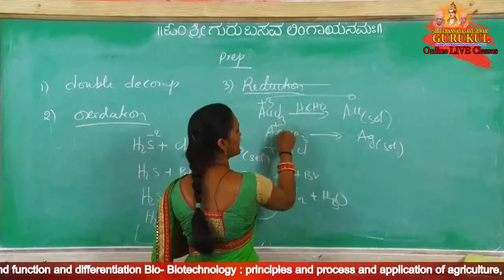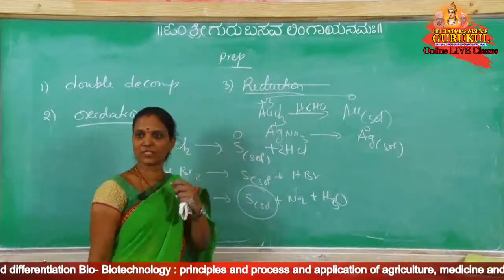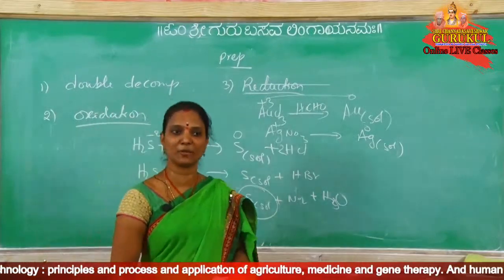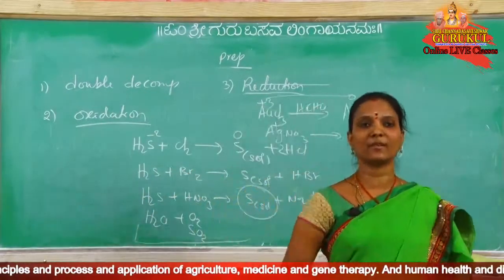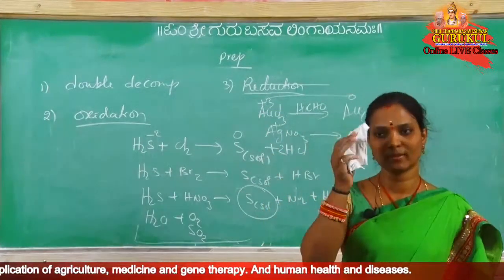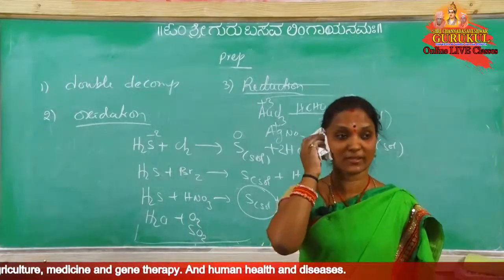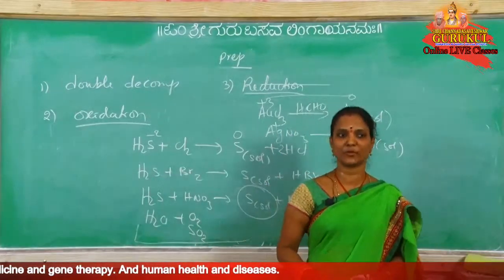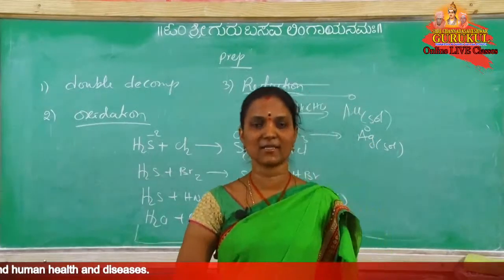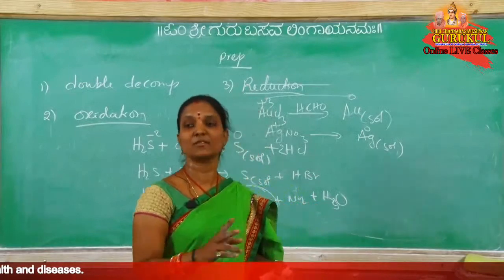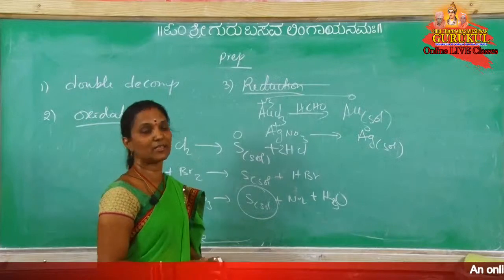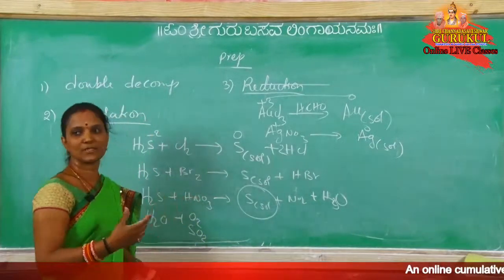Now here what happened? +1 changes to 0, nothing but a decrease in oxidation number. So the process is a reduction process. So gold and silver sols are prepared by the reduction process. Now the question is: gold and silver sols are prepared by Bredig's arc method, oxidation method, reduction method, hydrolysis method or double decomposition method. So what are the answers here? Bredig's arc method is a correct answer and also the reduction method. So the reduction method is used for the preparation of gold and silver sols.